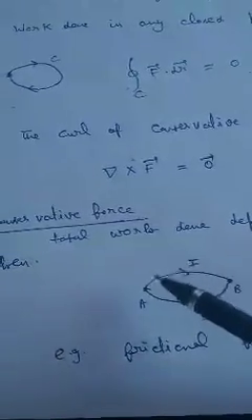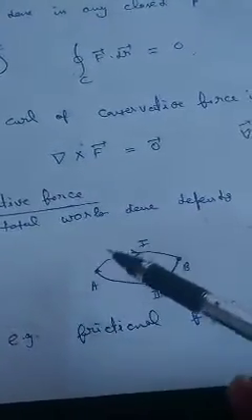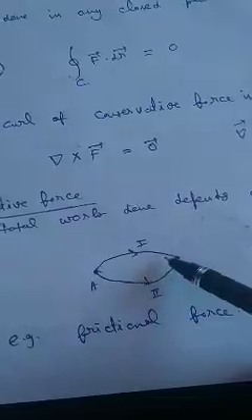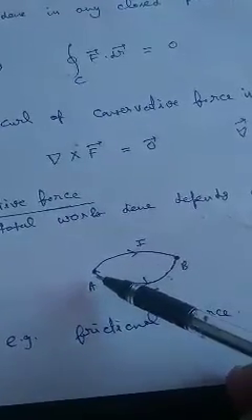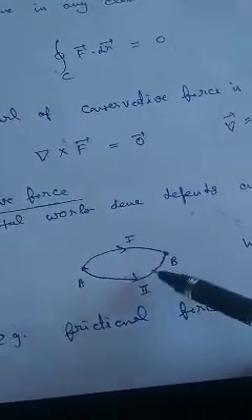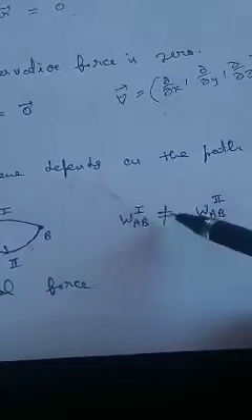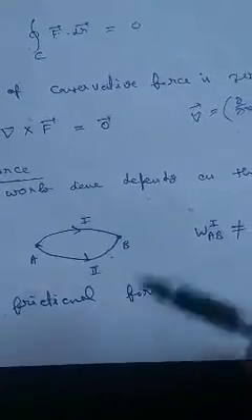Now what is a non-conservative force? For a non-conservative force, total work done depends on the path. That means if we follow path 1, work done will be different from the work done along path 2, meaning WAB1 is not equal to WAB2. And what is the example? Frictional force.